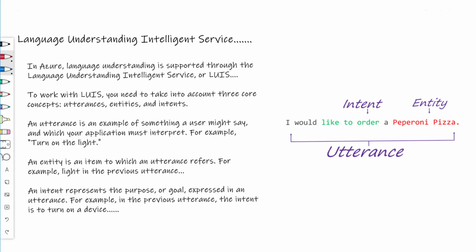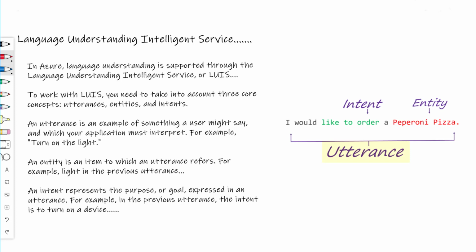So now that we've seen it working, let's build our own home automation application. Remember, to achieve this, we need to call on services that can understand vocal command. In Azure, this is called Language Understanding Intelligent Service, or LUIS for short. To work with LUIS, we need to take into account three core concepts: the utterance, entity, and intent.